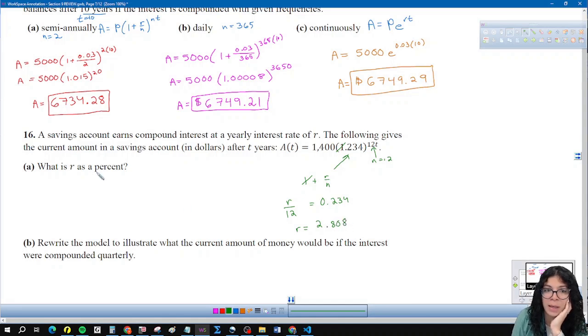They want me to write it as a percent for the answer, so I will move the decimal point twice to the right. So that's 280.8%.